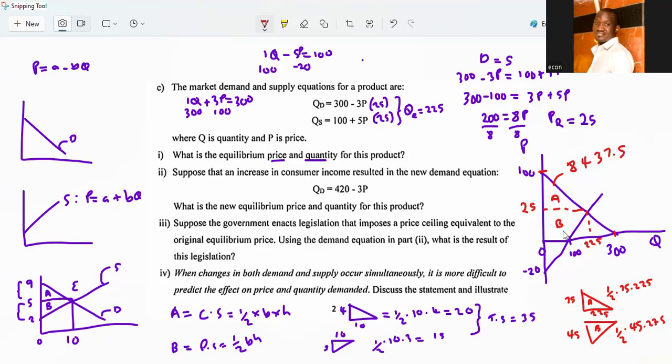And here we multiply 0.5 times 225 times 45. We get 5062.5. Okay, so that's the producer surplus and consumer surplus. When you add them, you get the total surplus. All right, so I was just teaching the other parts, even if they're not there for you to understand.